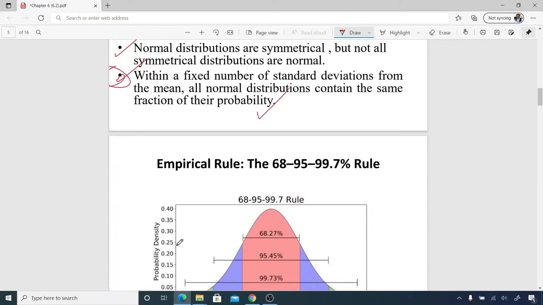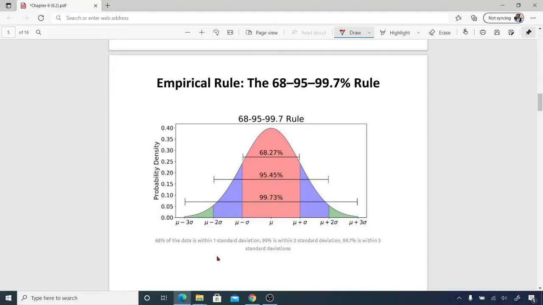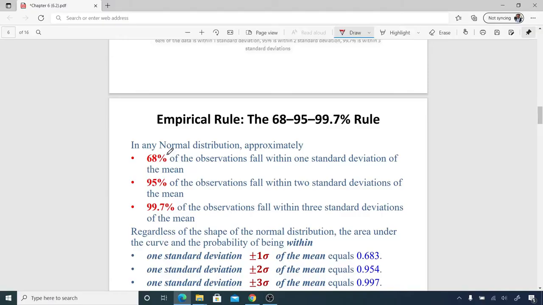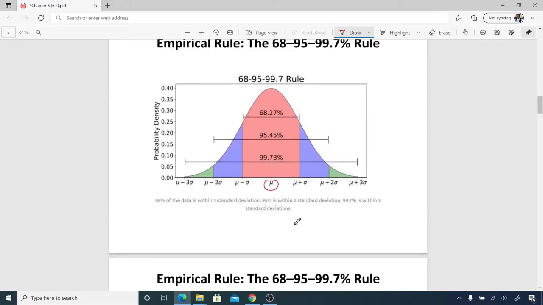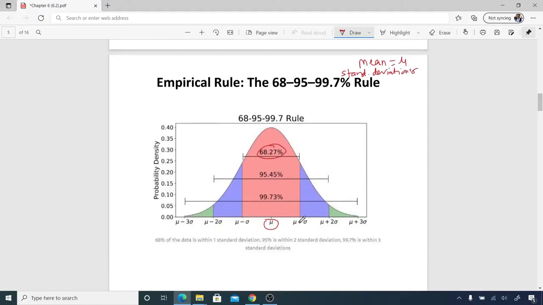So what I'm saying here is that, suppose this is the mean, the notation is mu, and the standard deviation is sigma. Then in any normal distribution, about 68% of the observations fall within one standard deviation of the mean. This is 68.27, so about 68% of the observations lie here.